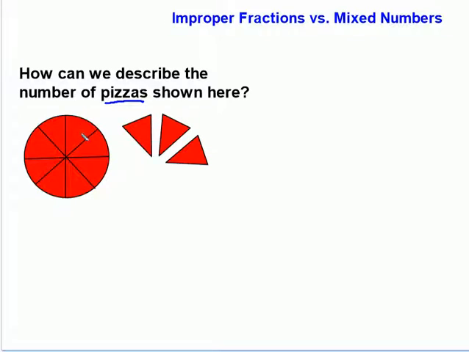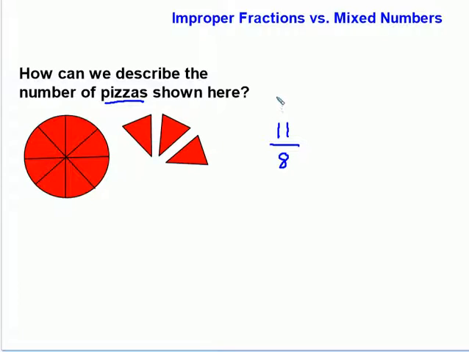How many actual pieces of pizza do we have? Well, we have 1, 2, 3, 4, 5, 6, 7, 8, plus 3, which is 11. We have 11 pieces of pizza. And since each whole pizza has 8 pieces, we could say we have 11 eighths. We have more than 8. We have 11 eighths. That is called an improper fraction.